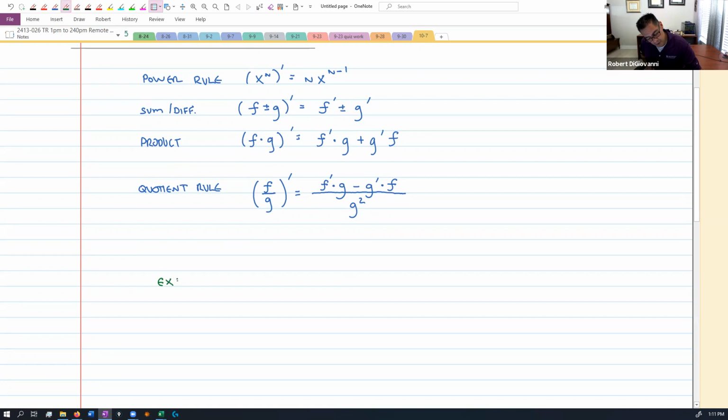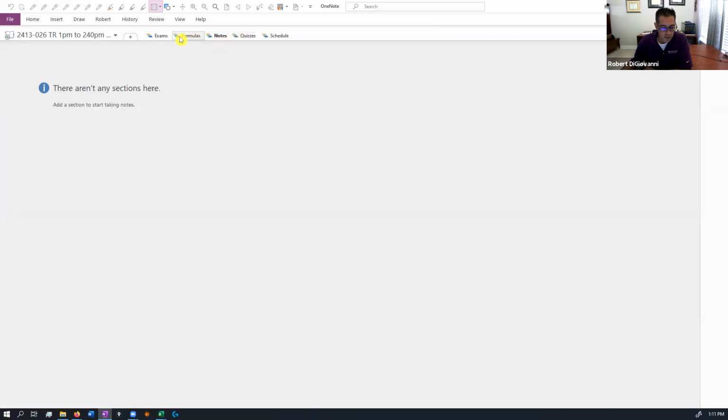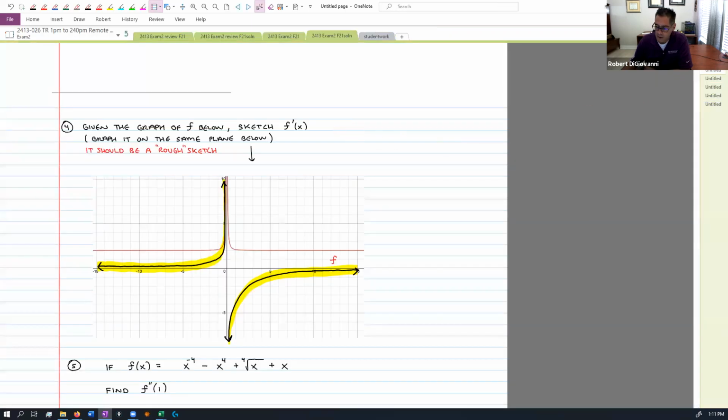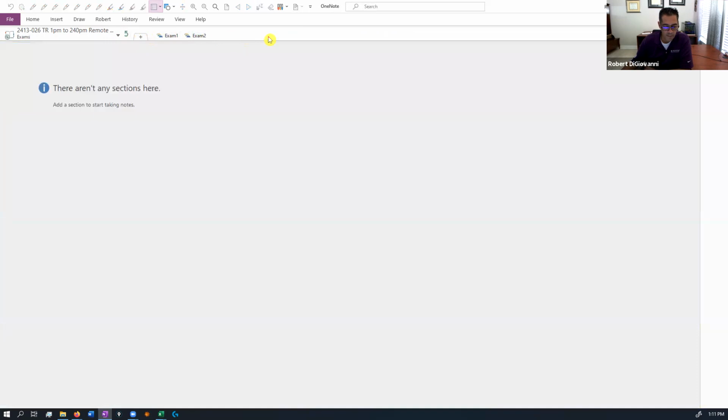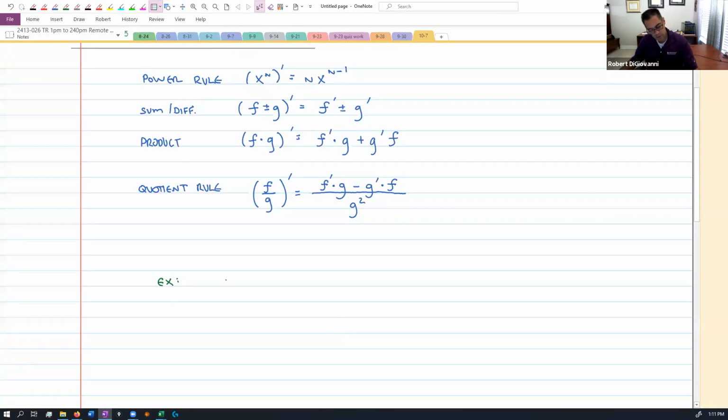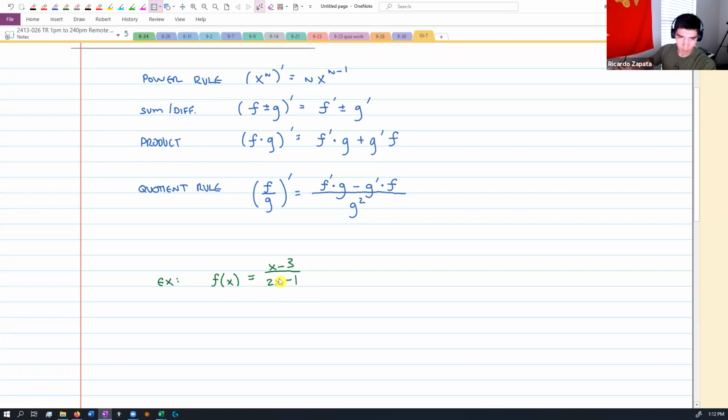So let's take the test problem. Yeah, let's do that one. Problem number 2 was to find the derivative of this function, x minus 3 over 2x plus 1, right? So f of x equals x minus 3 over 2x minus 1. I already forgot what it was. Was it minus 1? Okay, so this is it.